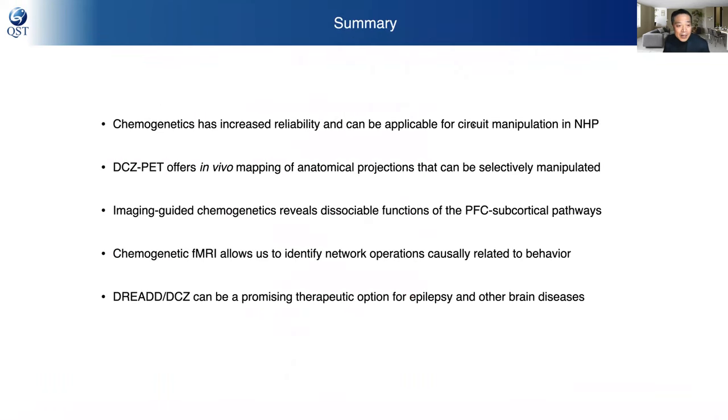Okay, let me wrap up my talk. Chemogenetics has increased reliability and can be applicable for circuit manipulation in non-human primates. DCZ PET offers in vivo mapping of anatomical projections that can be selectively manipulated. Imaging-guided chemogenetics reveals dissociable functions of the prefrontal to subcortical pathways. Chemogenetic functional MRI allows us to identify network operation causally related to behavior. And the DREADD DCZ can be a promising therapeutic option for epilepsy and hopefully other brain diseases.